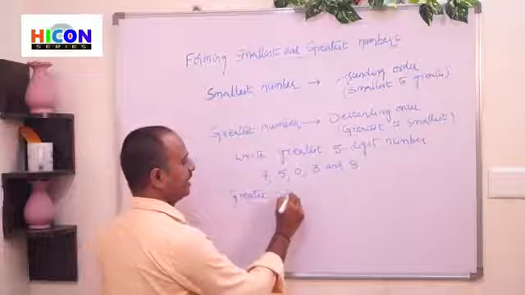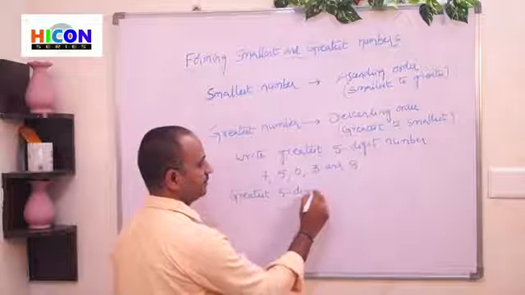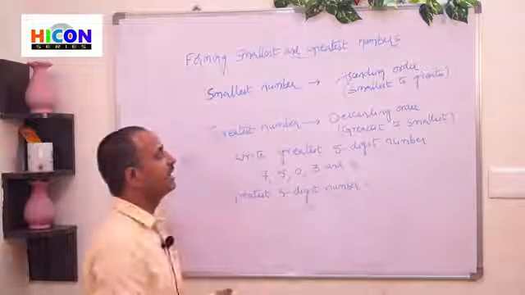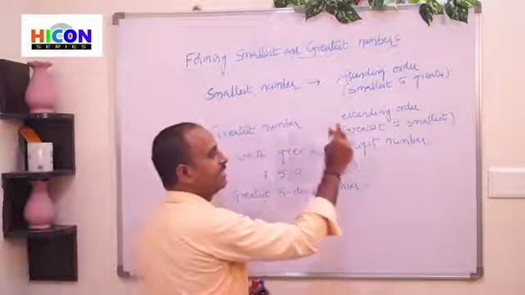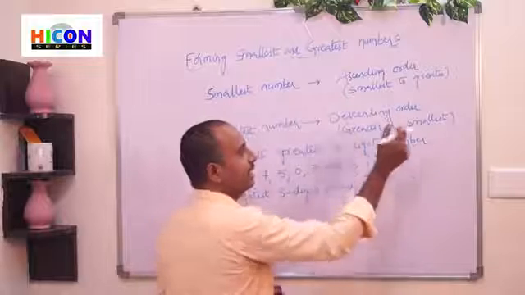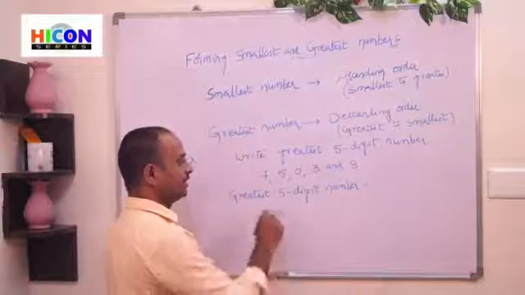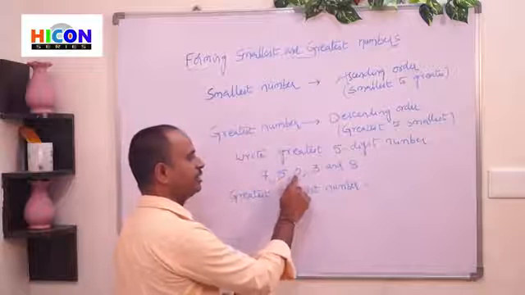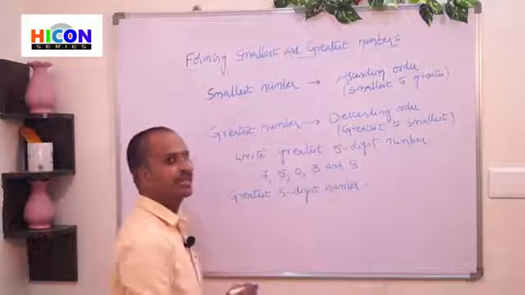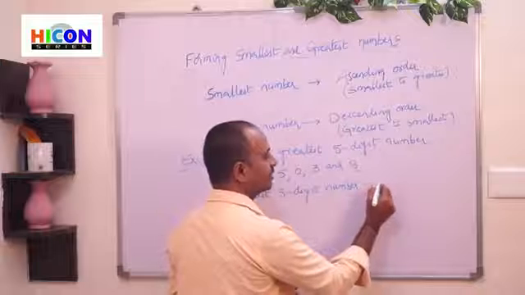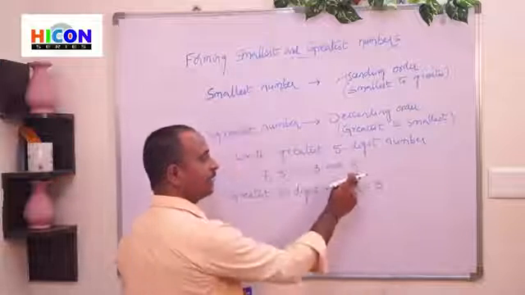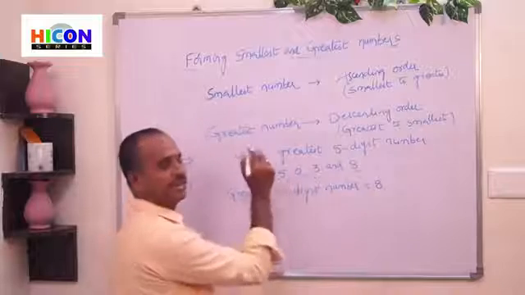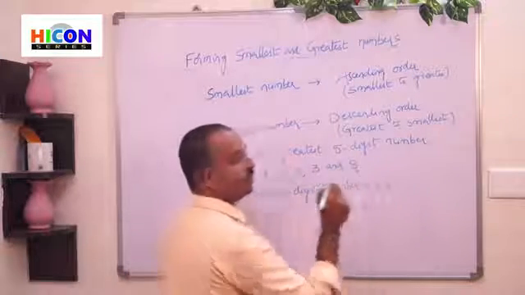So children, the greatest 5-digit number. The greatest number can be obtained by arranging the given digits from greatest to smallest. Now arrange these digits from greatest to smallest. Among 7, 5, 0, 3 and 8, which one is the greatest? Here 8 is the greatest. So write 8 first. After 8, which one is the greatest among these 4? 7 is the greatest. So write 7 after 8.